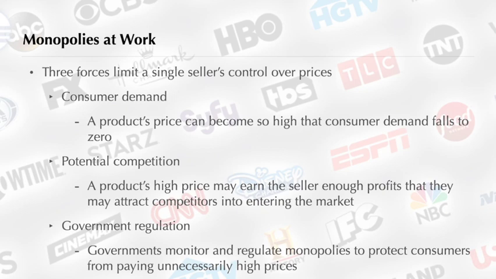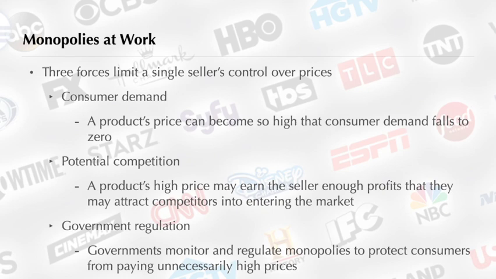The single seller in a monopolistic market has a great deal of control over prices. Think again about a cable television company. In theory, the company can dictate the price of its cable service. In practice, however, the seller in a monopoly cannot just charge any price it wants. Three forces limit the seller's control over prices: consumer demand, potential competition, and government regulation.